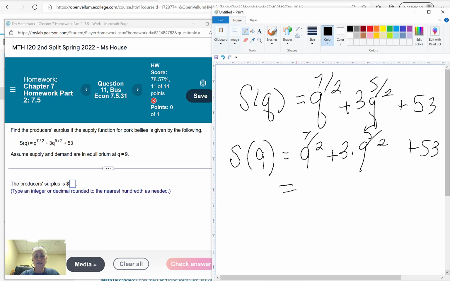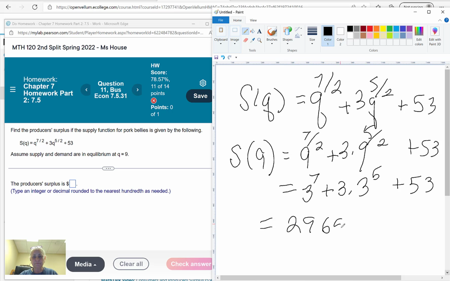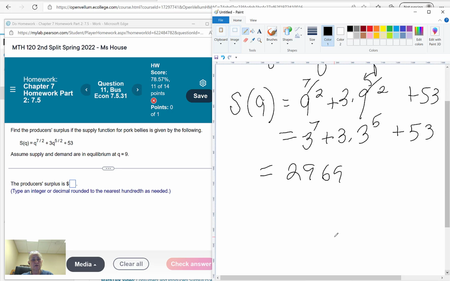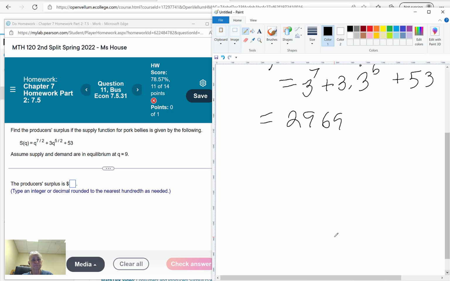So our supply at equilibrium, the 2 on the bottom means take the square root, so that's 3 to the 7th plus 3 times 3 to the 5th plus 53. I'm just going to do this on the calculator. 3 to the 7th plus 3 times 3 to the 5th plus 53 is 2969. Now we need this supply number to do our producer's surplus.